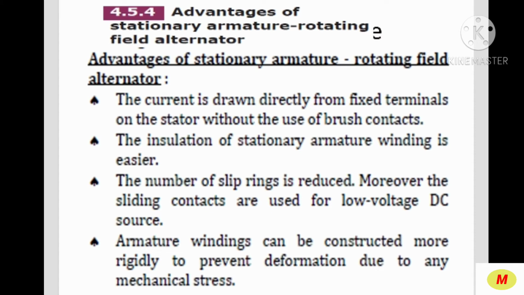The insulation of stationary armature winding is easier. The number of slip rings is reduced. Moreover, the sliding contacts are used for low voltage DC source.